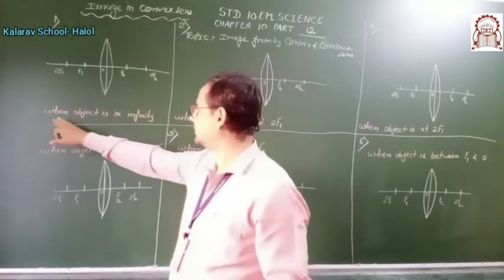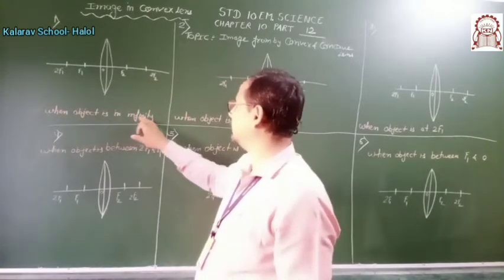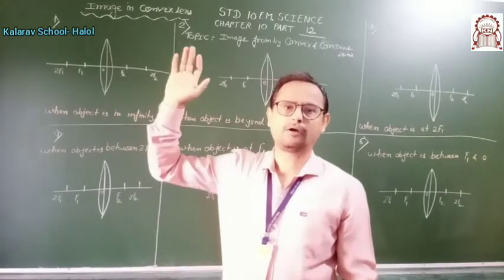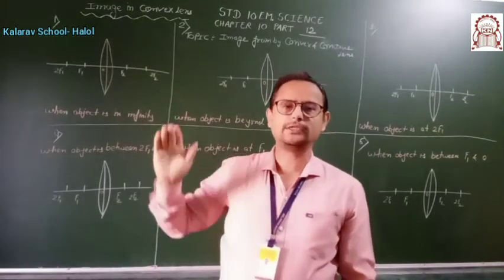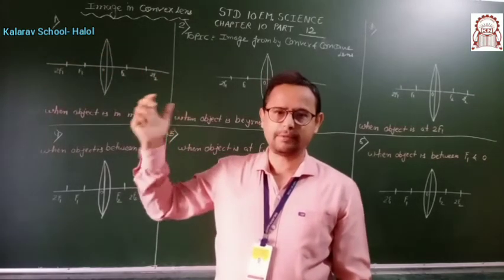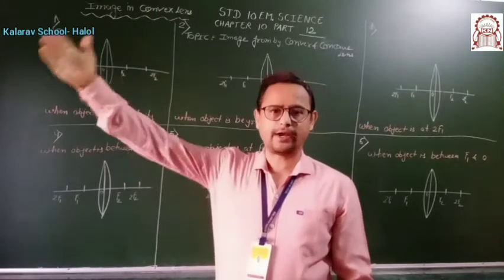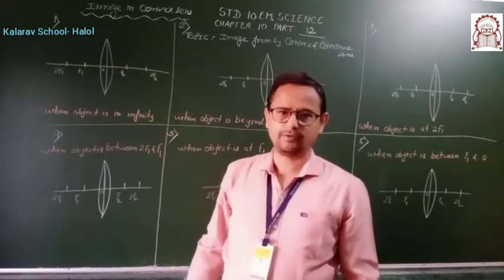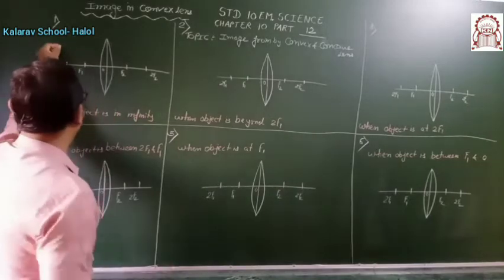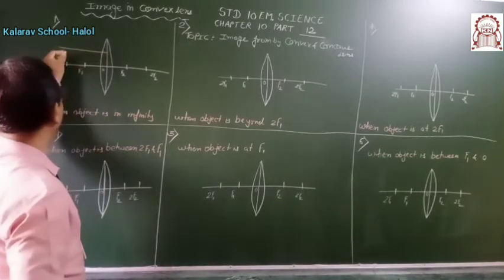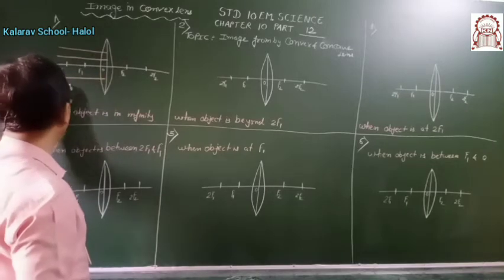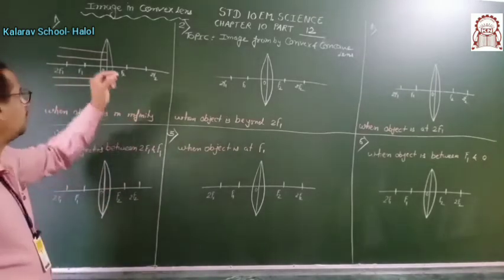Here it is mentioned that when the object is at infinity, the meaning of infinity is it is far away, too far. You can just say that the sun is too far, if you want to take the image of the sun. Okay, it is infinite distance. So how will the image be formed? At that time rays will come parallel to the principal axis, like this way.